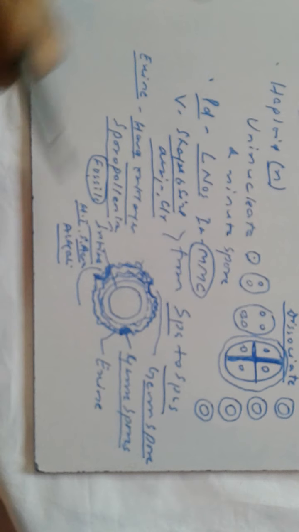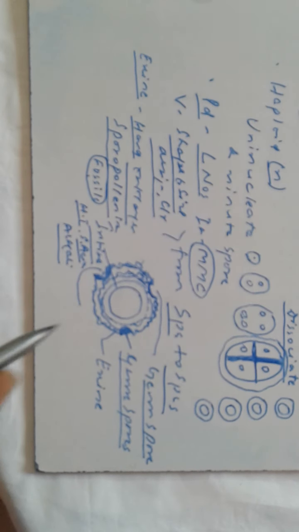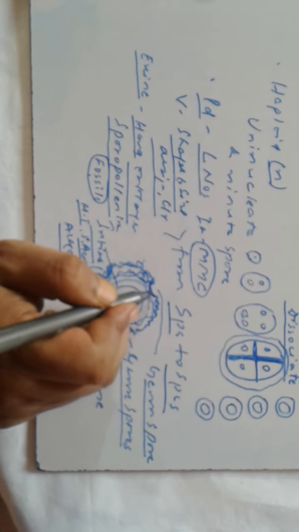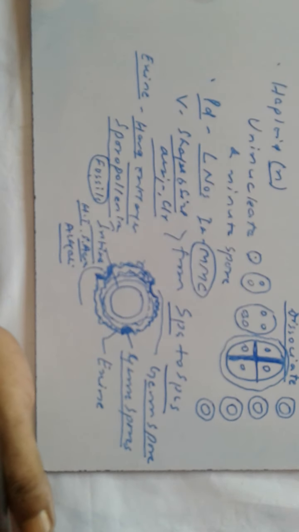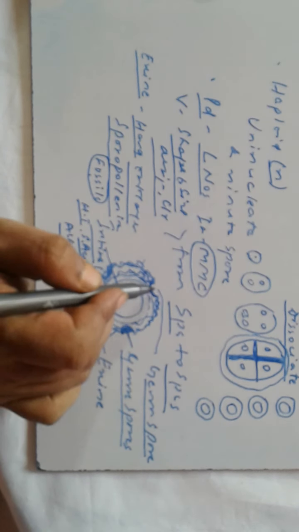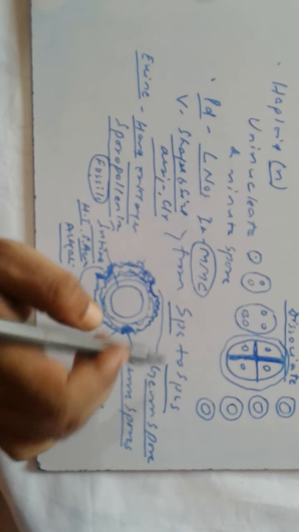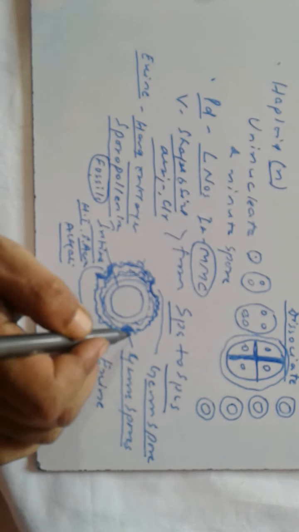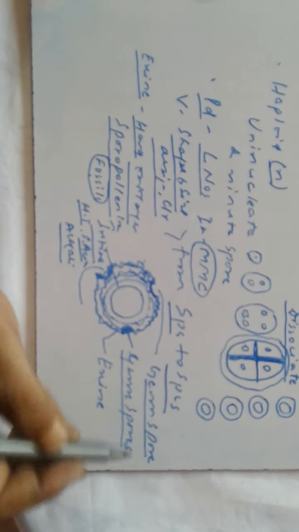Pollen grains have prominent apertures. These depressions are apertures, and they are called germ pores, where sporopollenin is absent.